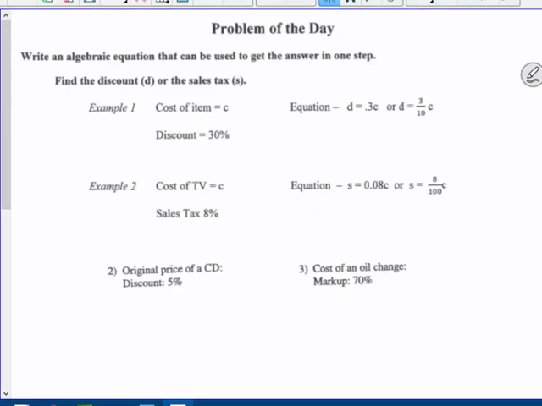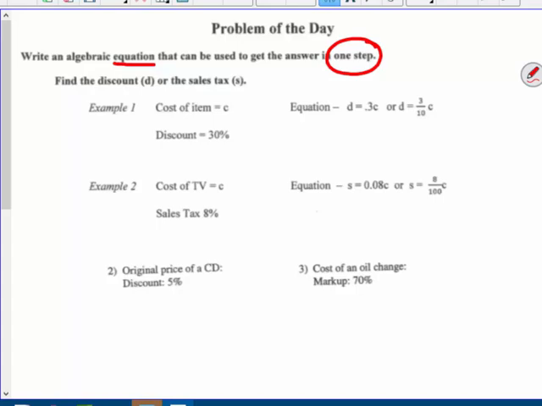I'm on page 15 in your packets, 1G, problem of the day. I am going to do this page with you because it's a little different than the other problem of the day pages, because it says write an algebraic equation that can be used to get the answer in one step. Again, one step. So we're doing method 2, where we're either adding or subtracting that percent, depending on what kind of problem it is, to the 100%.